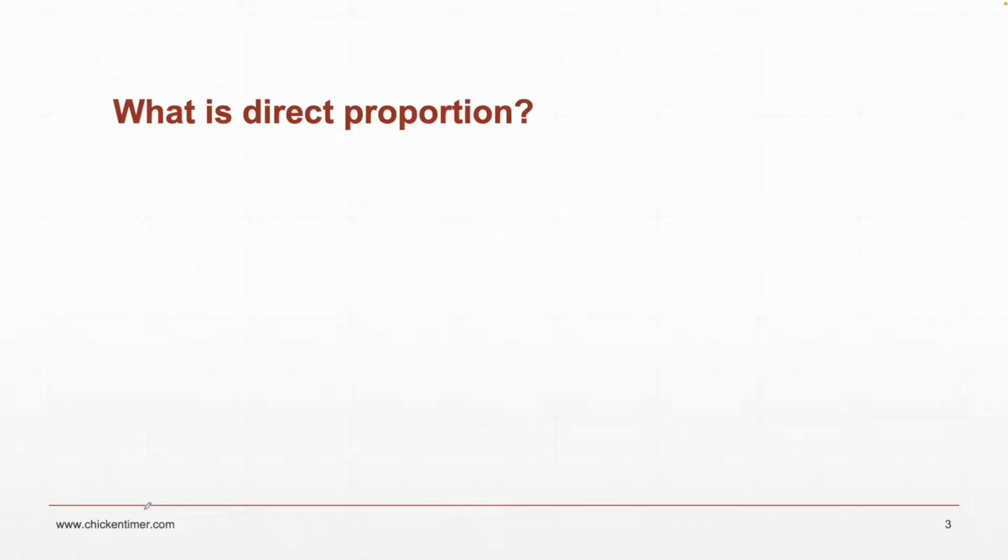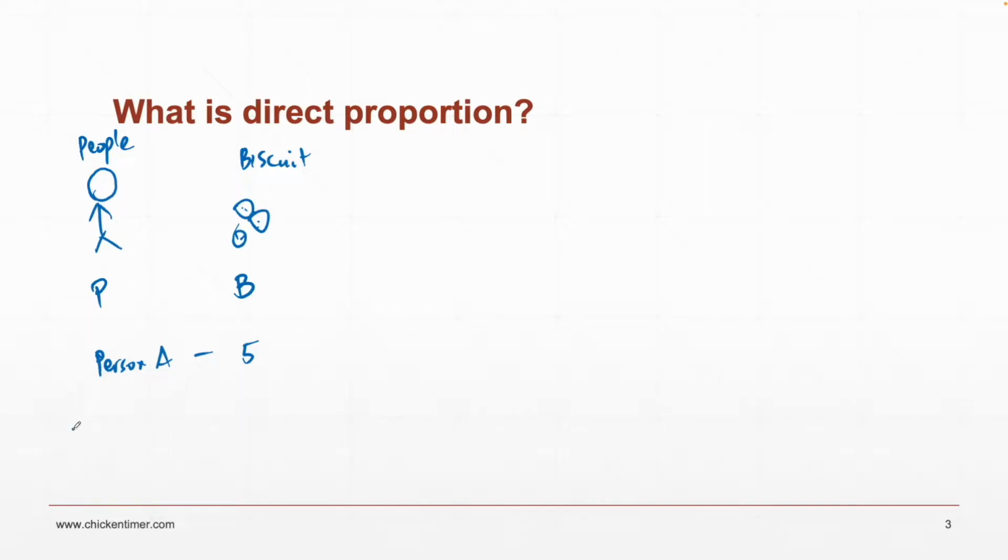So what is direct proportion? We can look at stories like maybe we have people and biscuits. So I can name this as P, and then I can name this as B. If we have one person, maybe say person A, he can consume maybe say 5 biscuits. So one person can consume 5 biscuits. When we have more people, say 3 people, when one person can consume 5, that means 3 people will be able to consume 15 biscuits.